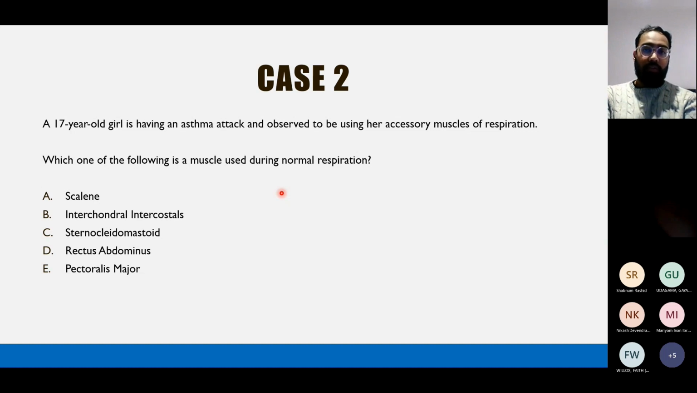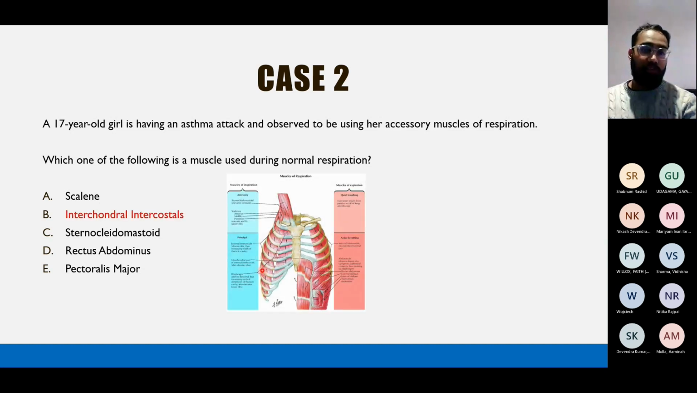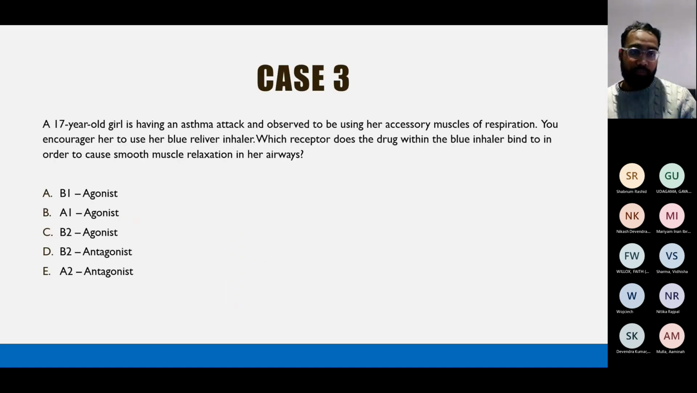So I can go through this one quickly because it's just factual recall. We've got an asthma attack. She's using accessory muscles of respiration, but the question is asking which muscle is used normally. Scalene, sternocleidomastoid, pec major, and rectus abdominis are all accessory muscles. The only one which is a normally used muscle of inspiration is the intercostals.